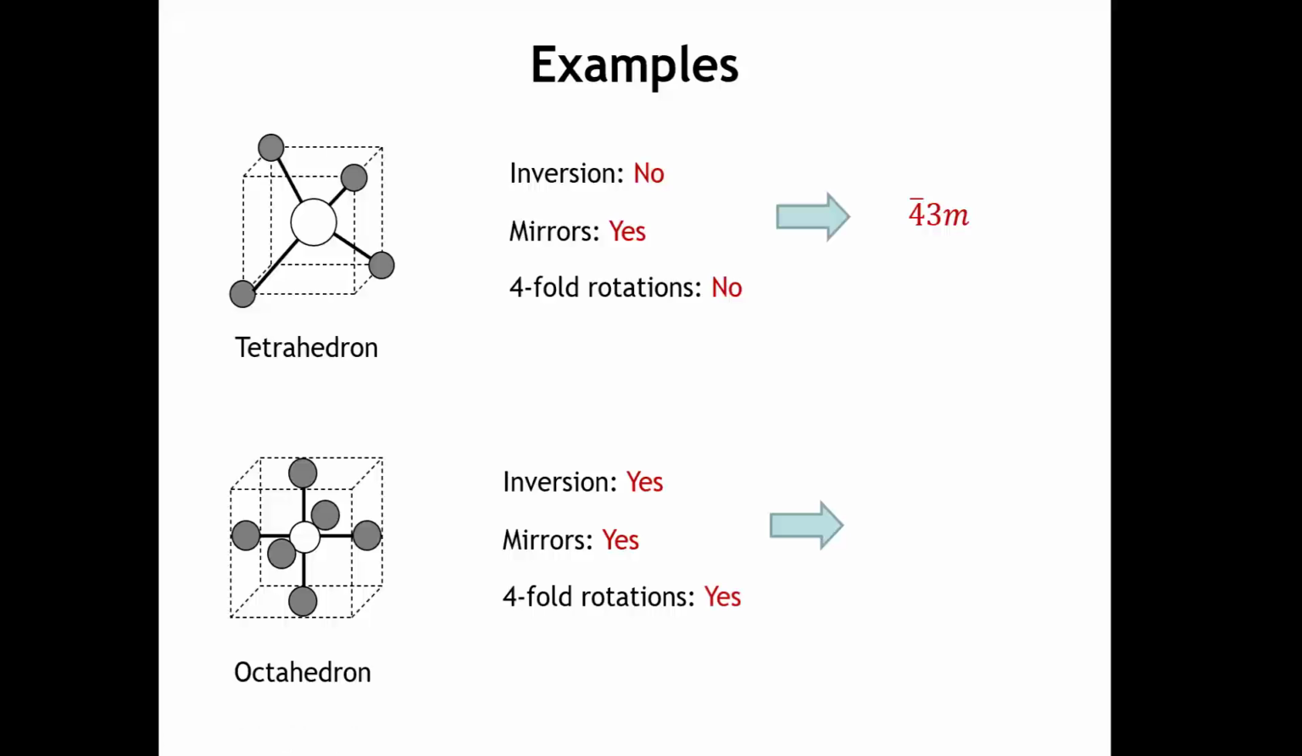I think that should also be obvious that along these axes, if you think about the x, y, and z coordinates of the molecule, we have 4-fold rotation axes. So since the answer is yes to all 3 questions, the point group is m3 bar m.